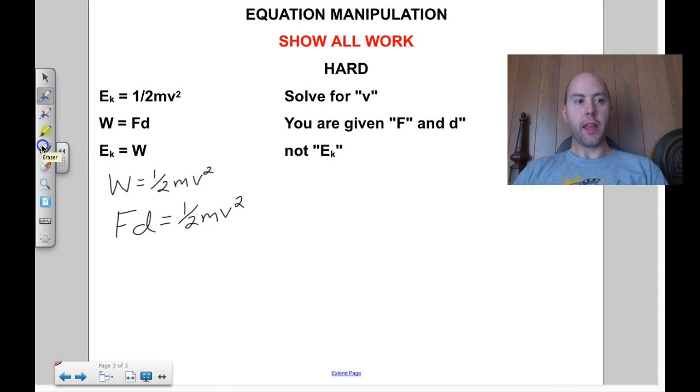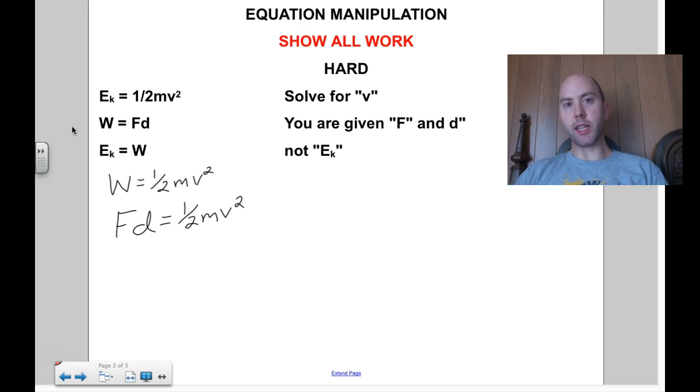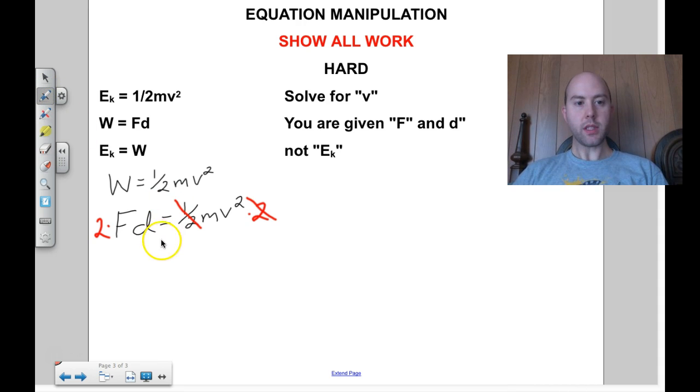First thing I need to do is get rid of the 1/2. How do I get rid of that 1/2? Yes, you could, if you wanted to, divide both sides by a half, but I don't like doing it that way. Personally, I prefer to multiply both sides by 2. When I multiply both sides by 2, the half is gone. And now I get 2 times force times distance equals mass times velocity squared.